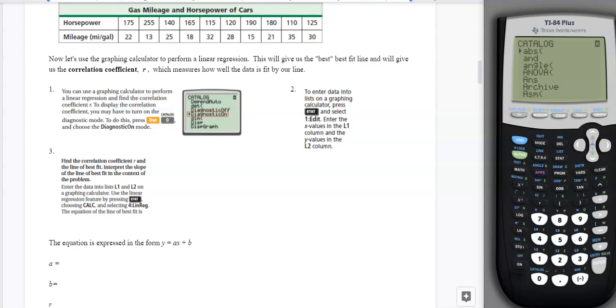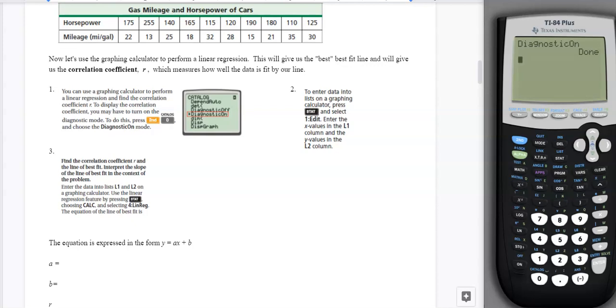Now the catalog is alphabetical. It starts with the A's. So I'm going to use my down arrow, and I got to go all the way to the D's. Takes a little bit, but I'm going to go all the way until I see diagnostic on, and I'm going to hit enter. And it's blinking, and I hit enter again, and it says, okay, done. So step one, we have our diagnostic on. We should never have to do that again. It should just stay on now in our calculator.